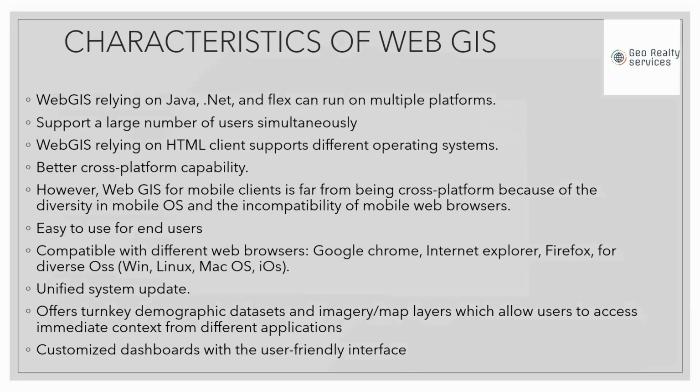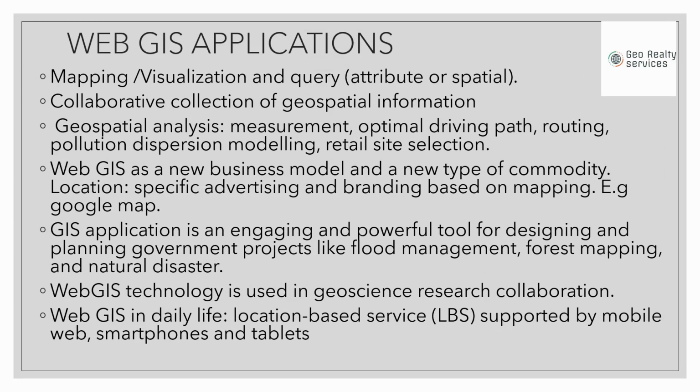WebGIS has a diverse range of applications. Some of the uses are listed below. Mapping, visualization and query, attribute or spatial query, collaborative collection of geospatial information, geospatial analysis, measurement, optimal driving path routing, pollution dispersion modeling, retail site selection. WebGIS is also a new business model and a new type of commodity: location-specific advertising and branding based on mapping.